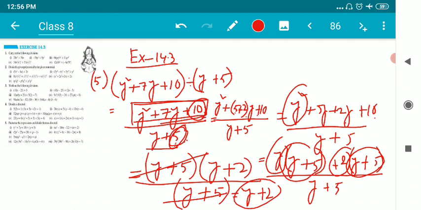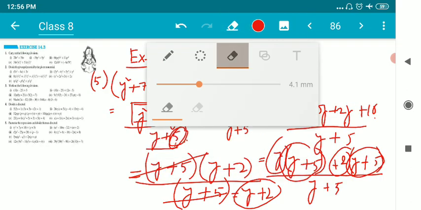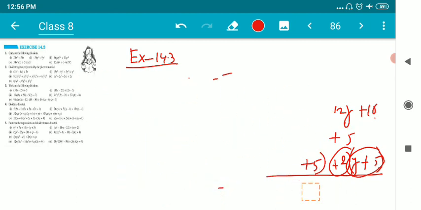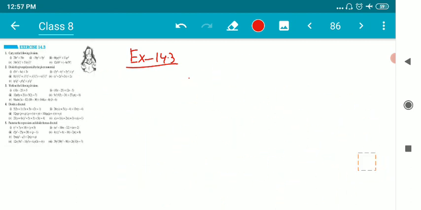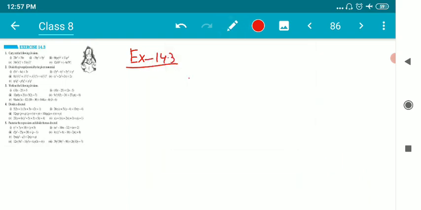Next question, children. The next question is really pretty interesting. Let me clean my screen a bit. If you really want to copy these questions, you can pause your screen while you are watching the video and write the answers. Next one is m square minus 14m minus 32, divided by m plus 2.